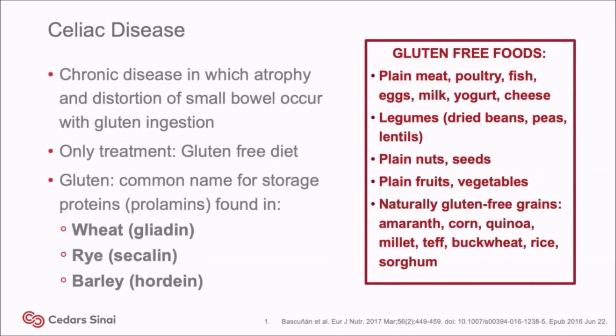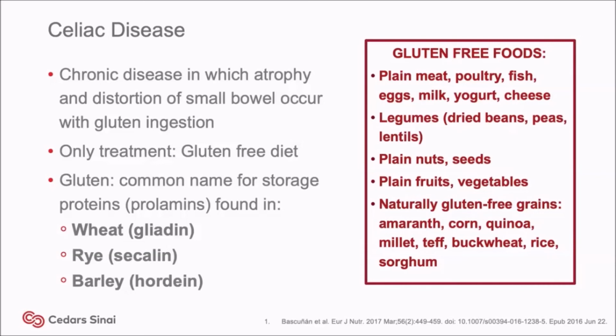Celiac disease is a chronic disease in which atrophy and distortion of the small bowel occur with gluten ingestion. So the only treatment is for people to follow a gluten-free diet. Now, gluten is the common name for source proteins or prolamins found in wheat, rye, and barley. So a gluten-free diet includes avoidance of wheat, rye, and barley, and in some patients, oats due to cross-contamination or specific intolerance to that food.